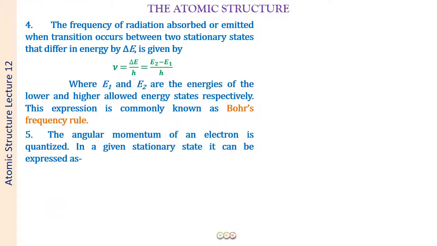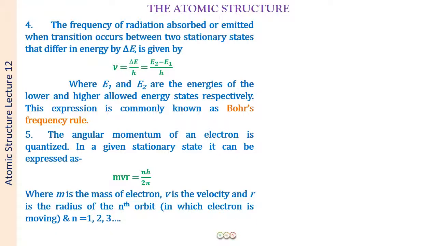The next he gave was that the angular momentum of an electron is quantized. Quantized meaning it is fixed. In a given energy state or a stationary state, he said that this can be expressed as mvr is equal to nh by 2 pi, where m is the mass of the electron, v the velocity, r the radius of the nth orbit in which the electron is moving, and n is 1, 2, 3 and so forth.